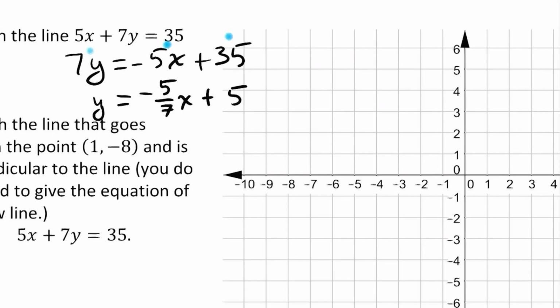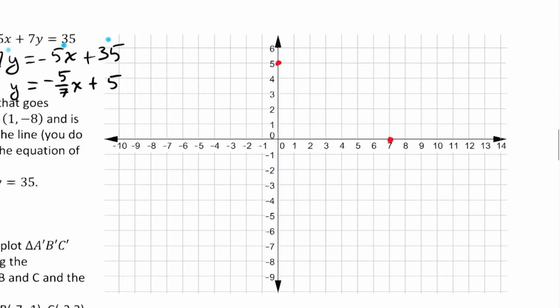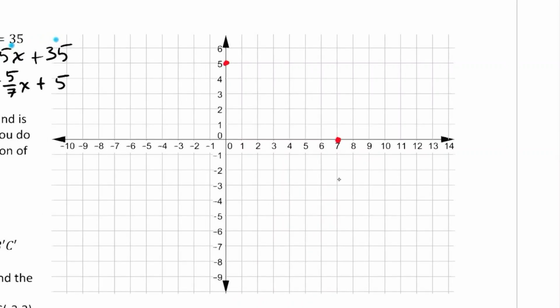Now I can see that my y-intercept is at positive 5, and I can also see my slope pattern is down 5 over 7. So if I was to graph this point, and then from here I would go down 5, 1, 2, 3, 4, 5, and then over 1, 2, 3, 4, 5, 6, 7. I can clearly see where my x-intercept is, and I'll just repeat that one more time.